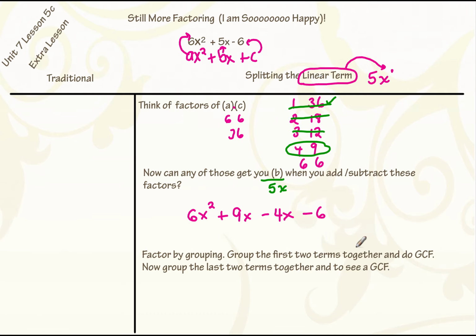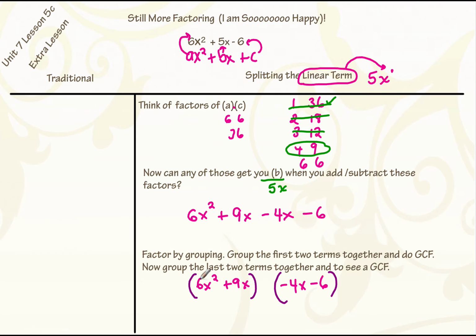We're going to group the first 2 terms together and do the GCF. So that means we're going to take the 6x squared plus 9x, and we are going to look at that as one GCF. And then we're going to group the last 2 terms together, the negative 4x minus 6. Now be careful. Even though I'm grouping them, I'm not changing them into multiplication because you see two parentheses here. I purposely wrote them apart so that you could see I was grouping them.